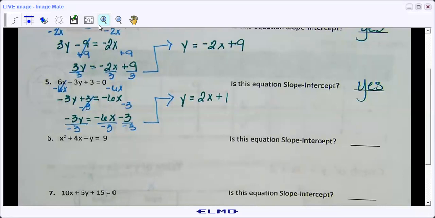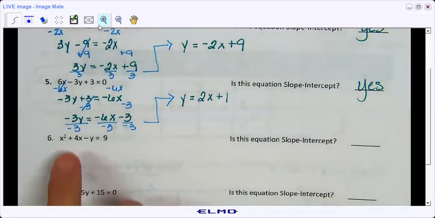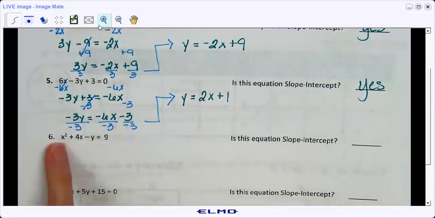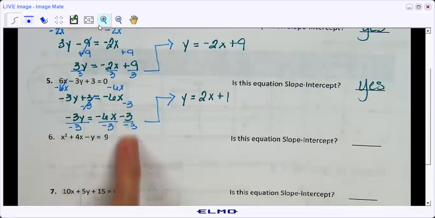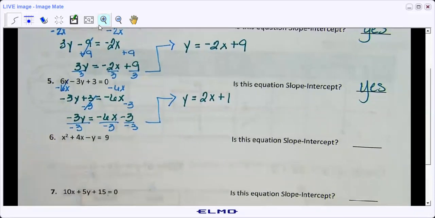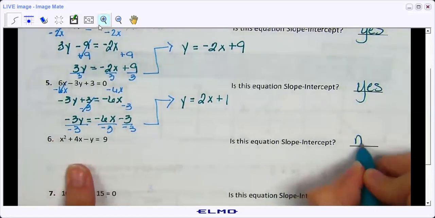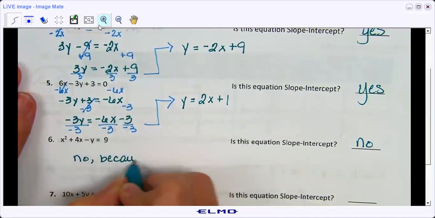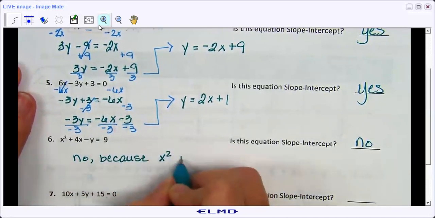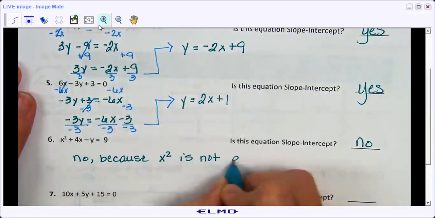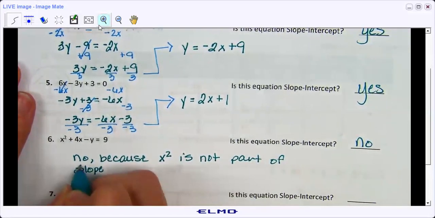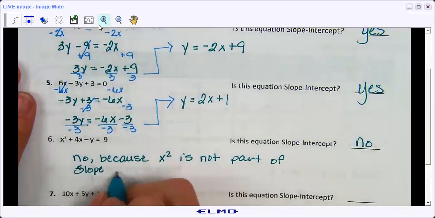Now we're going to move on to number 6. Anytime you see something that doesn't fit within a slope-intercept equation, like this x squared, there's no way you can ever put this in slope-intercept. So the answer to this one is no, because x squared is not part of slope-intercept. I'm writing this just in case you come across it somewhere and you need to know why.